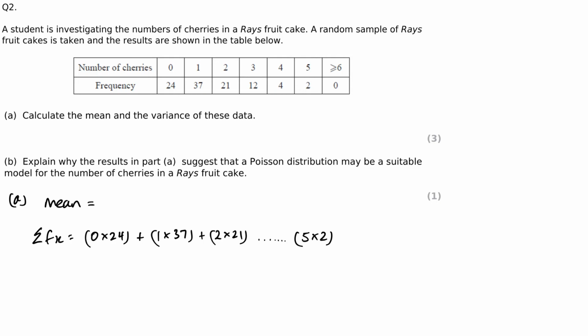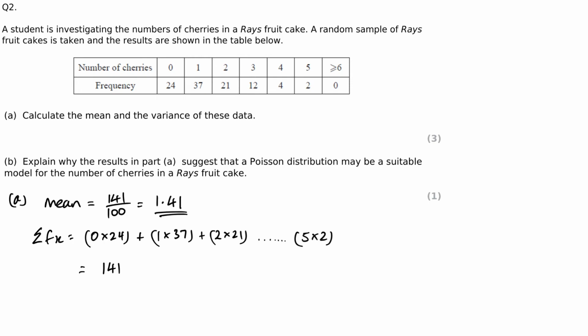And I can ignore that greater than 6, there are 0 of them. So finding this out, I get a total of 141. So my mean is going to be 141 over the sum of the frequency. It doesn't give it to me in the question, as sometimes it does, so I just need to total up my frequencies, and that will total 100. So my mean here is 1.41.